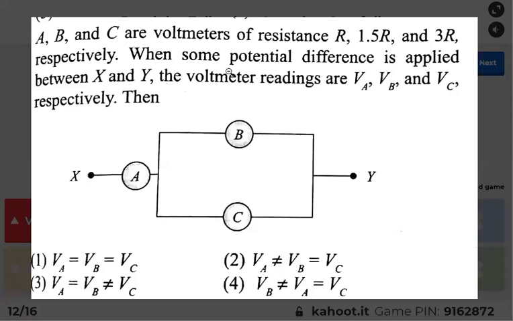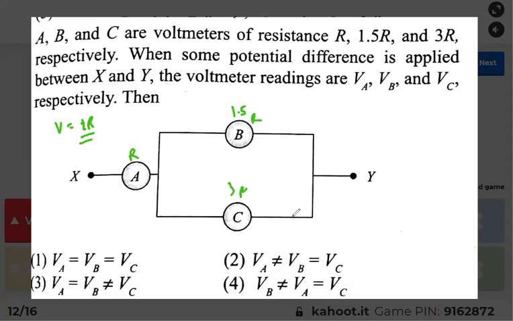Now let us see how. First of all, tell me this. We know that V is calculated by V is equal to IR. Right? So forget about A, B, C being voltmeters. Just consider them as resistors. So here, this is R. This is 1.5 R. This is 3 R.